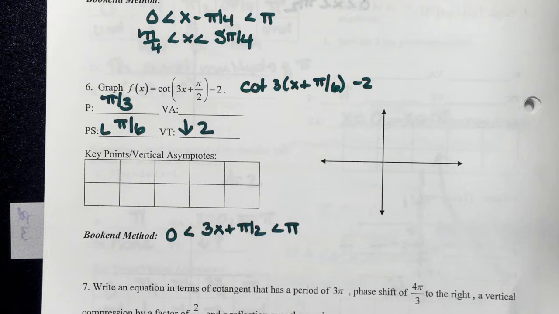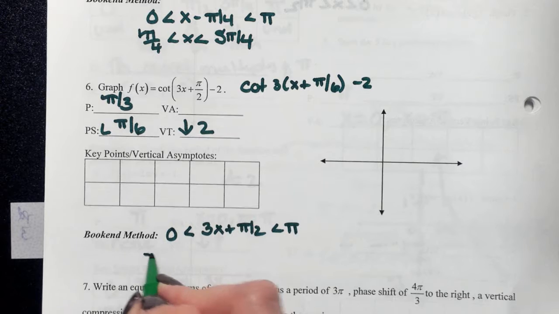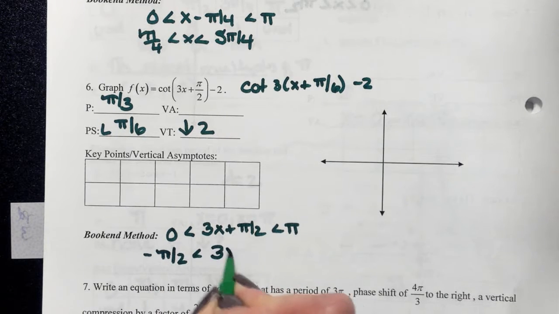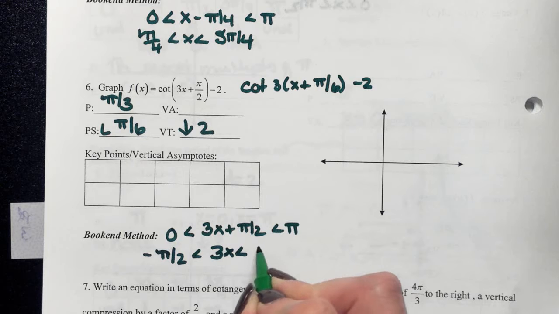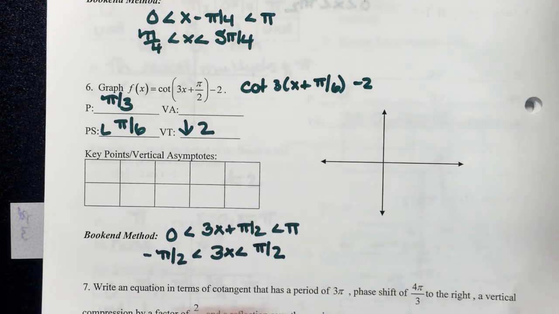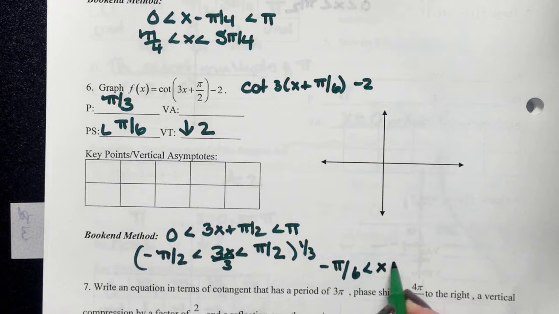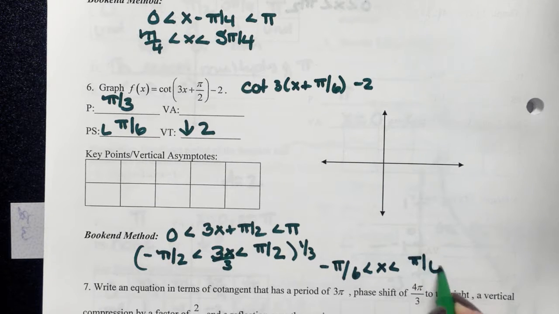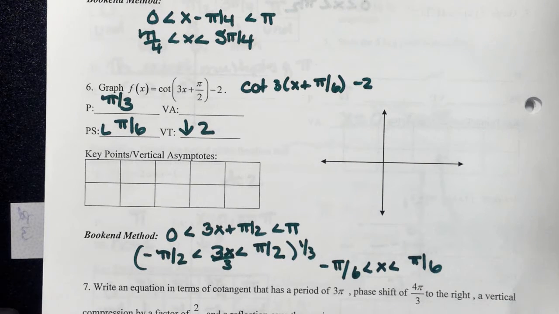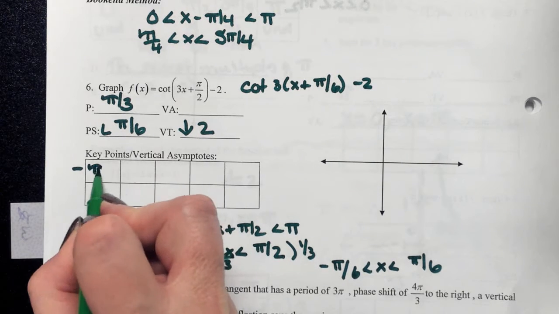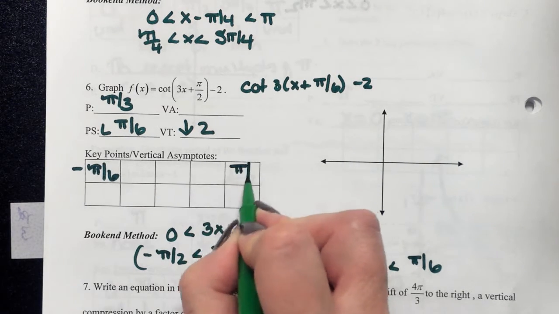So how do I solve this inequality? What's going to be my first step? Subtract pi over 2. So I have negative pi over 2 less than 3x. Listen, what is pi minus pi over 2? Pi over 2. Then what? Divide by 3. When I divide by 3, I'm actually going to do what? Multiply by 1/3. So I have negative pi over what? 6 less than x less than what? Pi over 6. So I know that this cycle is going to start at negative pi over 6, end at pi over 6.